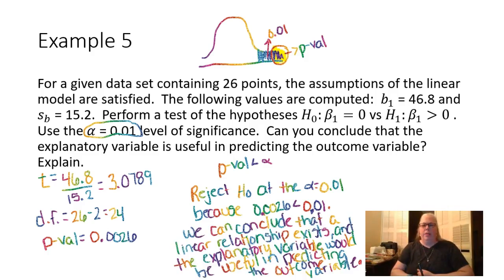All right, and down here I actually have our conclusion. We are going to reject the null hypothesis at the 0.01 level because 0.0026 is less than 0.01. Okay, that is, our p-value is less than the alpha value. We can conclude that a linear relationship exists and the explanatory variable would be useful in predicting the outcome variable.